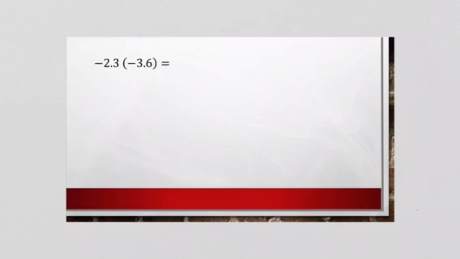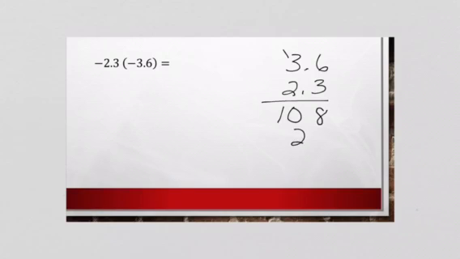Okay, now let's try this one out. It's a negative times a negative, so we know the answer is going to be positive. So how do we do decimals? Well, we simply write them down and we multiply it. 3 times 6 is 18, carry my 1. 3 times 3 is 9, plus the 1 on top is 10. 2 times 6 is 12, carry my 1. 2 times 3 is 6, plus the 1 on top is 7. 8, 2, 8. Notice I have 2 numbers behind the decimal, which means my answer has 2 numbers behind the decimal.